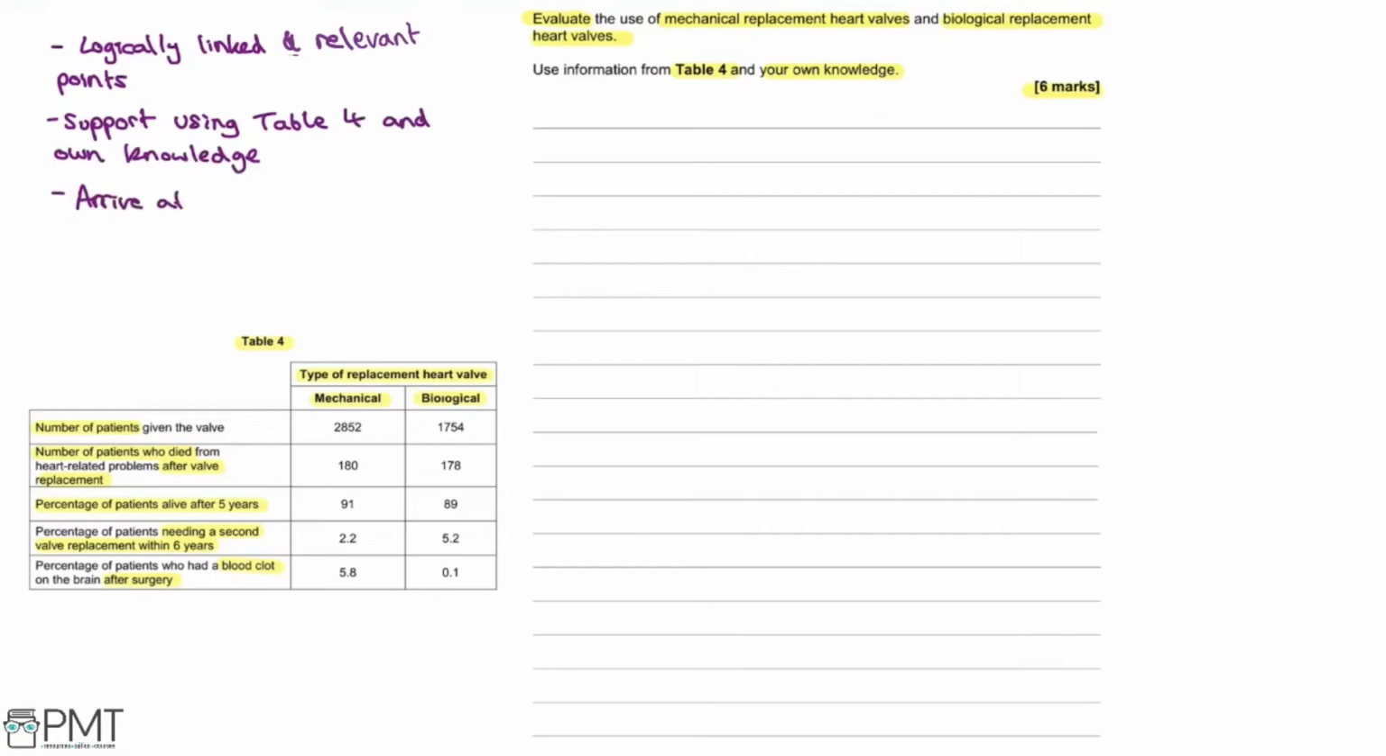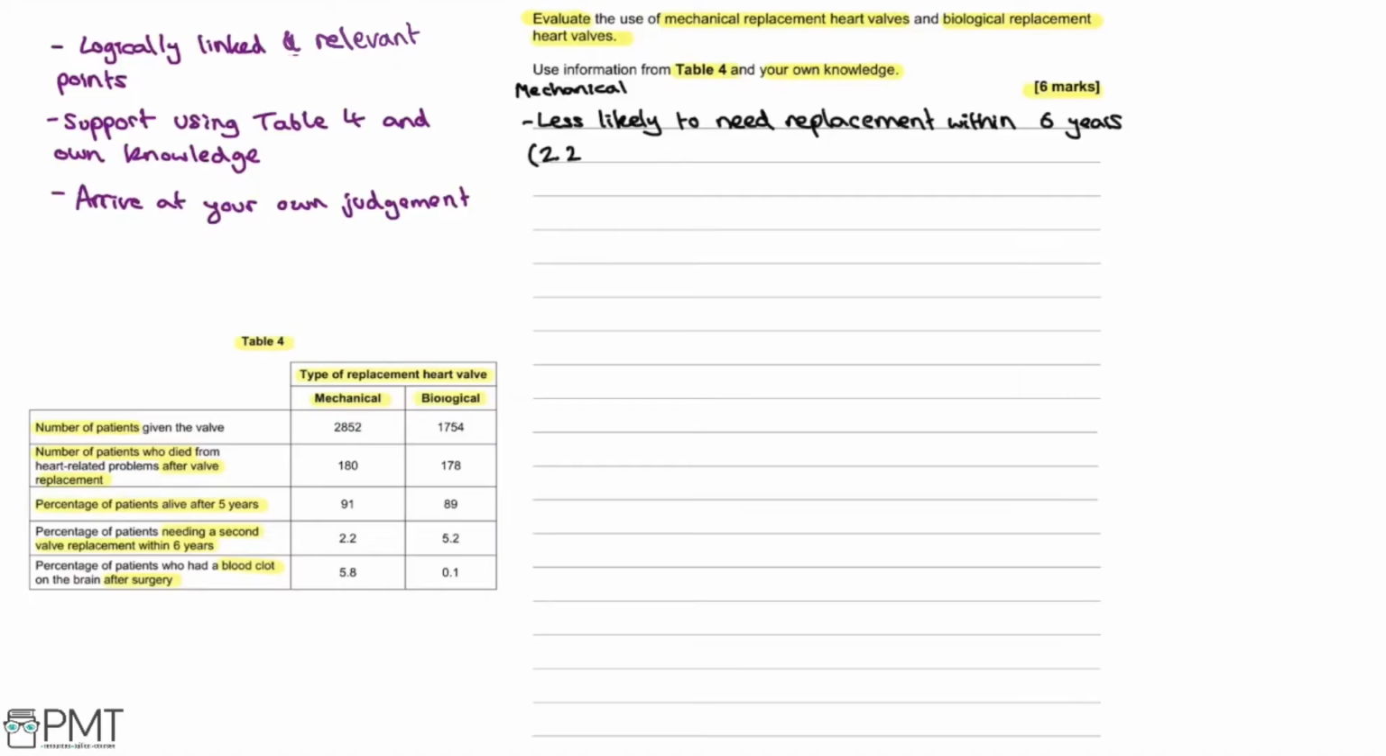And finally, you have to arrive at a judgment at the end of your argument, so you have to use the statements that you've just made supporting each type, and then you have to make a decision. So a way you might go about structuring this is making points for mechanical and then biological, or vice versa. So you can pick one and start to list some of its advantages and explain them, and then you can talk about some of the disadvantages.